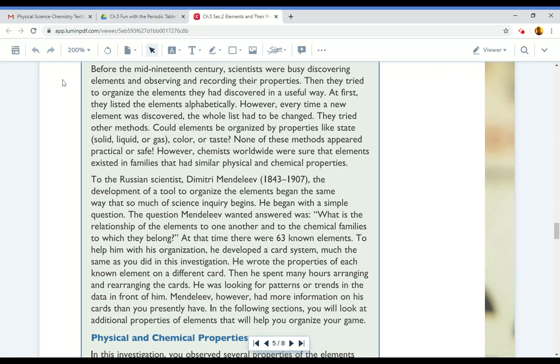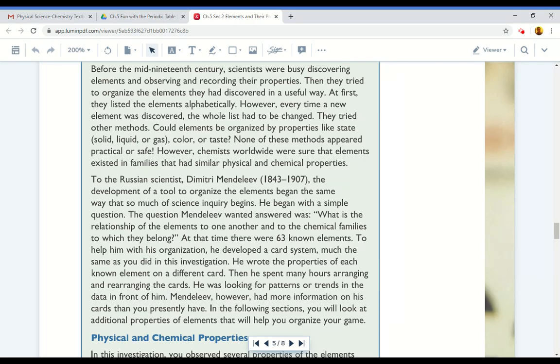Before the mid-19th century, scientists were busy discovering elements and observing and recording their properties. Then they tried to organize the elements they had discovered in a useful way. At first, they listed the elements alphabetically. However, every time a new element was discovered, the whole list had to be changed. They tried other methods. Could elements be organized by properties like state (solid, liquid, or gas), color, or taste? None of these methods appeared practical or safe.